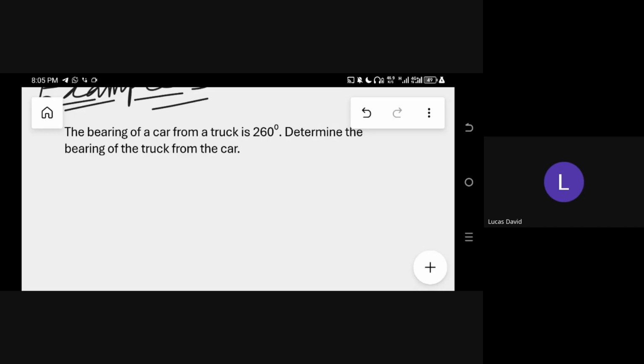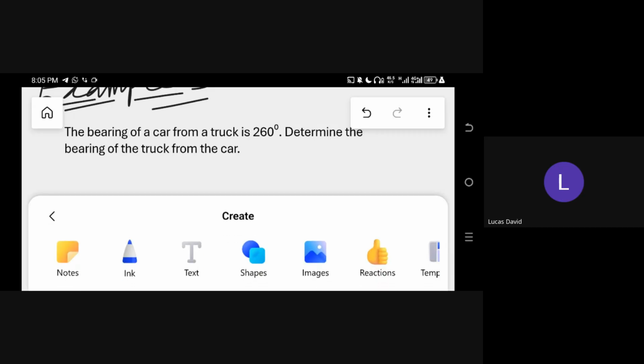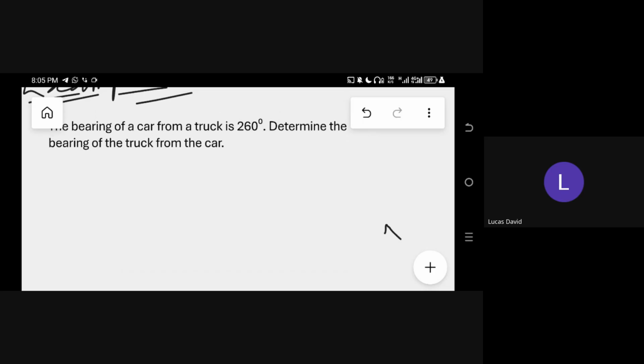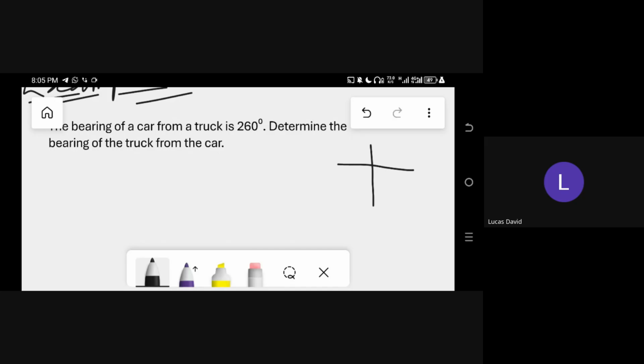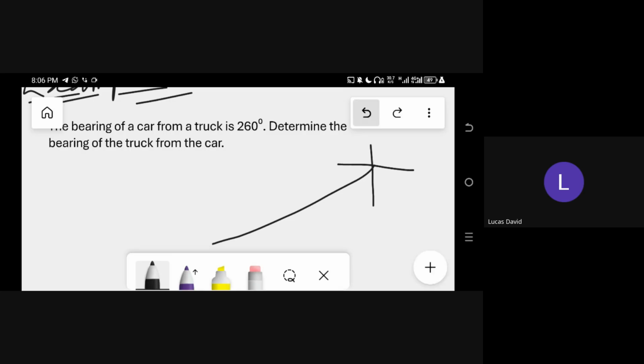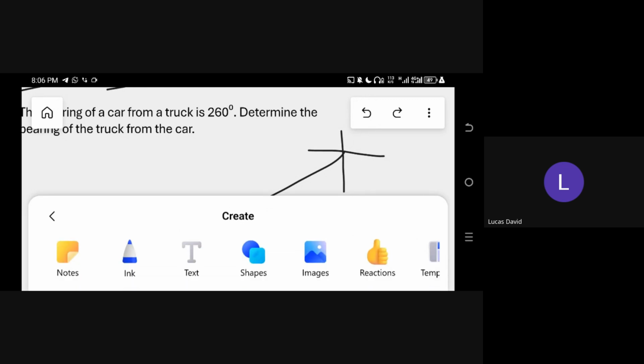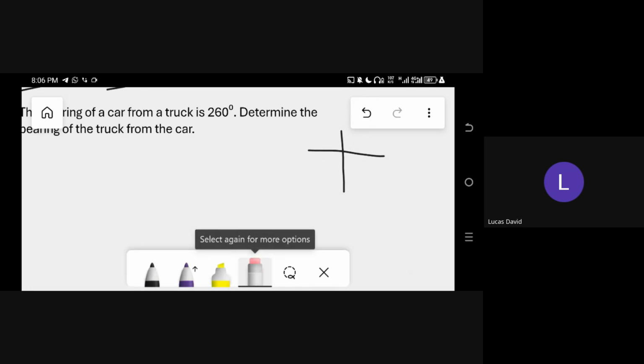So we have 260 degrees, and we identify that that should be drawn from the third quadrant. It means I would have to have my first point somewhere at the top here, because when I draw from the third quadrant, it will come down like this. So that's why my first point is somewhere there. I think I should use a straighter line.